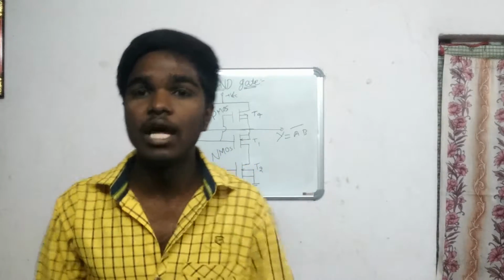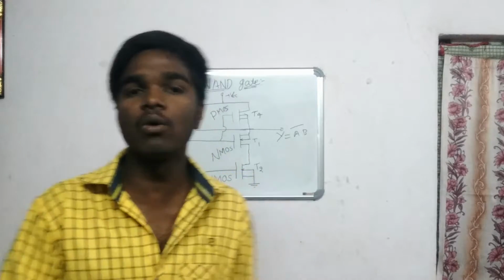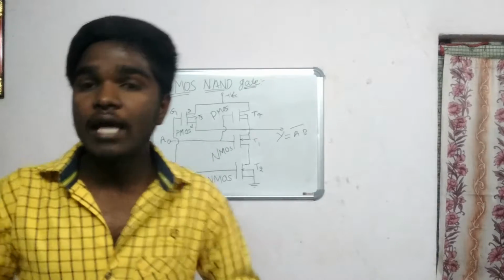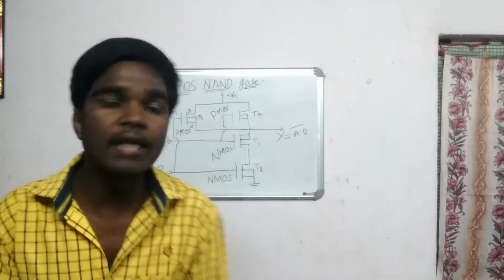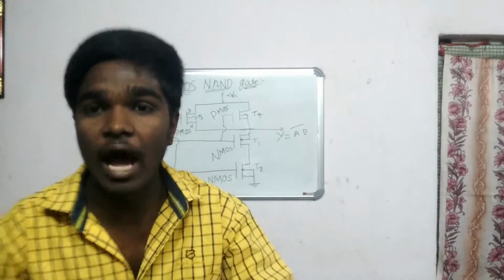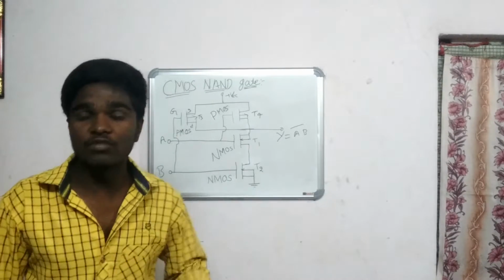Next topic is CMOS NAND gate. In CMOS NAND gate, the NAND gate is constructed using MOSFETs. We are using two types of MOSFETs, N-channel MOSFETs and P-channel MOSFETs. T1 and T2 are N-channel MOSFETs, and T3 and T4 are P-channel MOSFETs. The N-channel MOSFETs, that means T1 and T2, are in off condition when the input logics are 0, that means low logic, and on when the input logics are high, that means 1. The P-channel MOSFETs, that means T3 and T4, are in off state when the inputs are high.